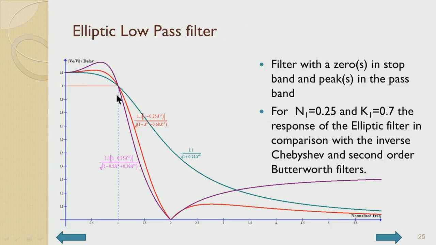And these are the functions: elliptic low pass filter, ripple in the passband and ripple in the stopband, and we have the Butterworth filter, second order, and then the inverse Chebyshev filter. So, we have only the elliptic filter with different peaks, and then the Butterworth filter for comparison. So, n1 is equal to 0.25, k1 is equal to 0.7. So, that is one elliptic filter that we have chosen.